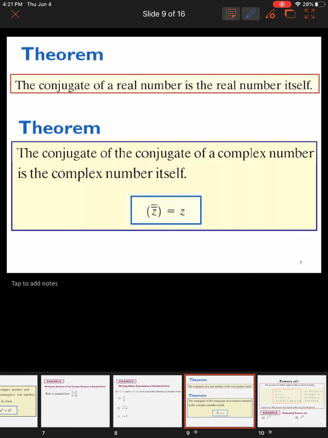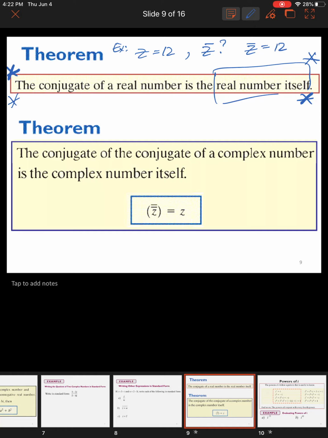Important theorem right here. The conjugate of a real number is the real number itself. So if we say, for example, z equals 12, what is z bar? Well, 12 is a real number. You do not see an i present. Therefore, z bar is equal to 12.